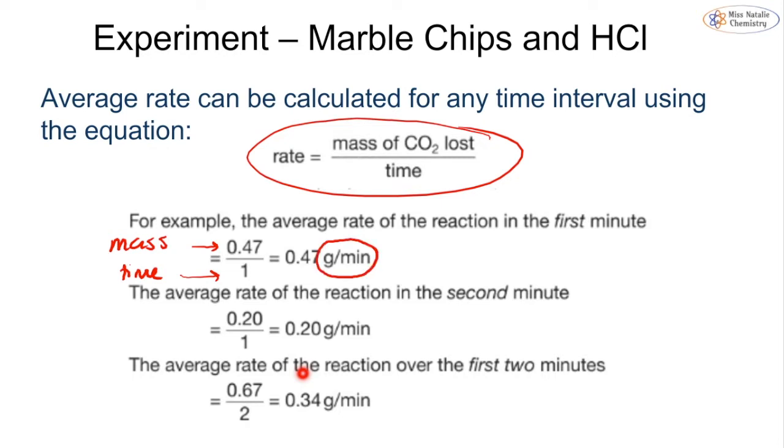We can then do the same thing for the second minute, and we end up with an answer of 0.2. Notice that the reaction is fast at the start, and then it is slower as the reaction proceeds. And we can also find the average over the first 2 minutes if we wanted to do that.